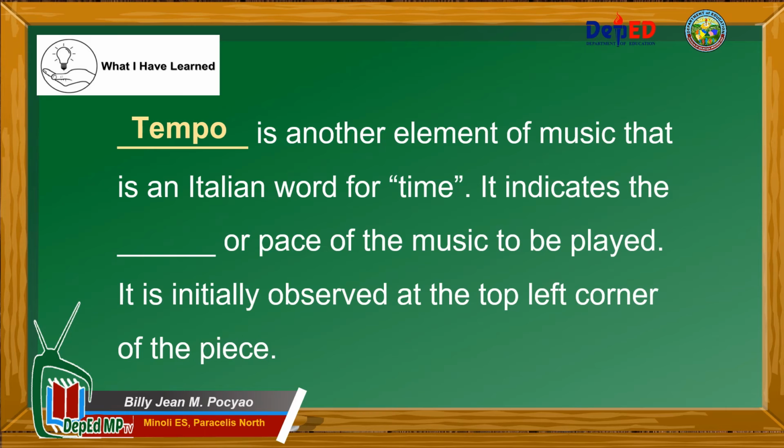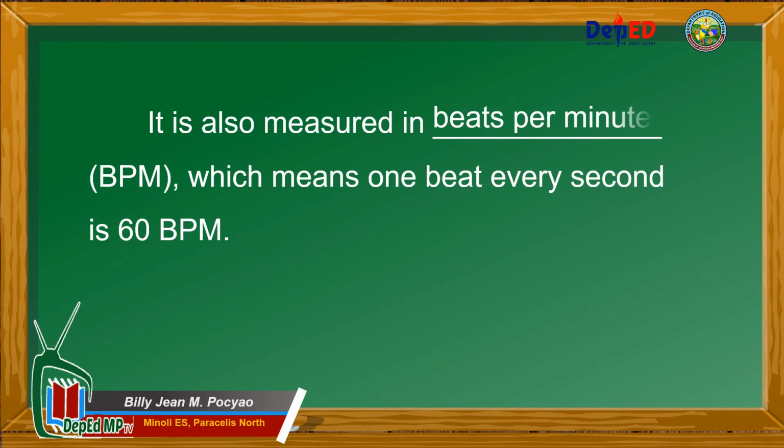Tempo is another element of music that is an Italian word for time. It indicates the speed or pace of the music to be played. It is initially observed at the top left corner of the piece. It is also measured in beats per minute or BPM, which means 1 beat every second is 60 BPM.